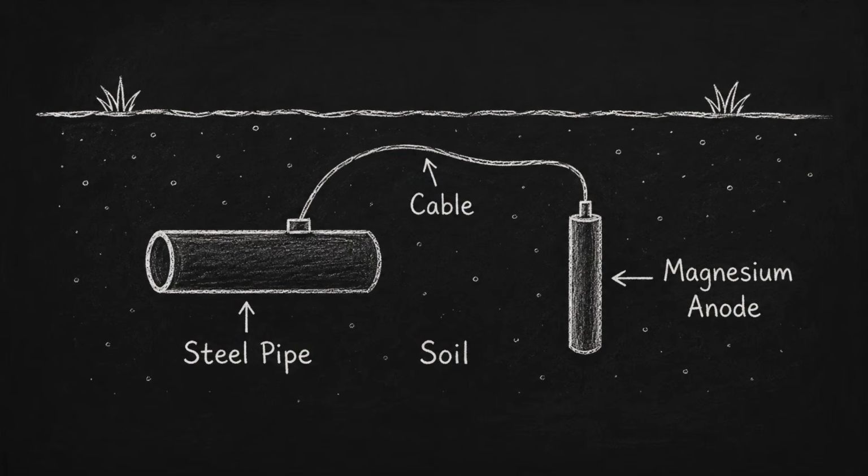This type of system is simple and reliable, but it has limitations. Galvanic systems produce limited current, so they are commonly used for smaller structures, short pipeline sections, well-coated structures, or areas where current demand is low.